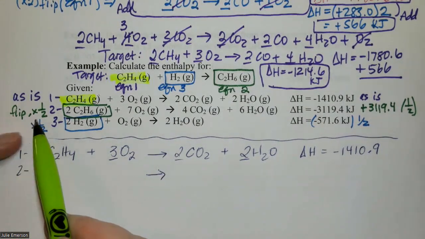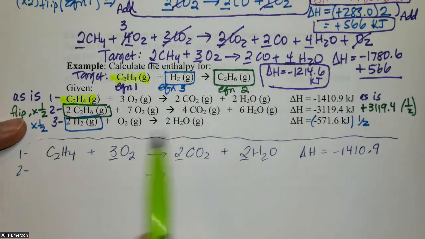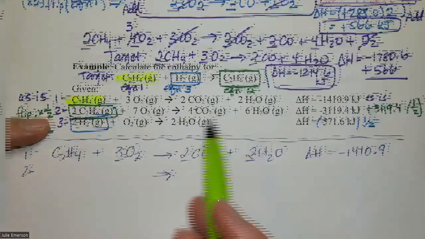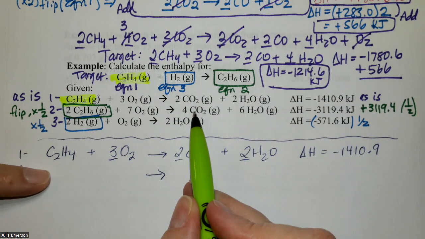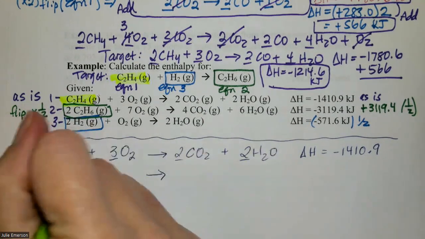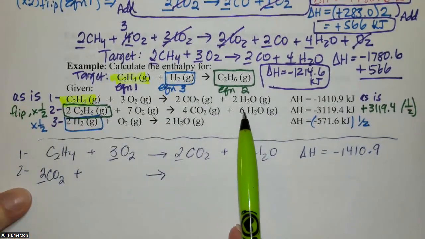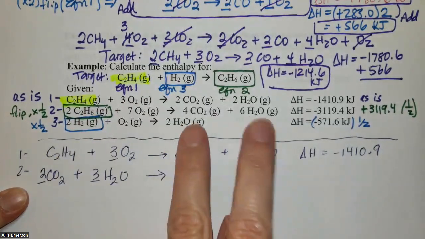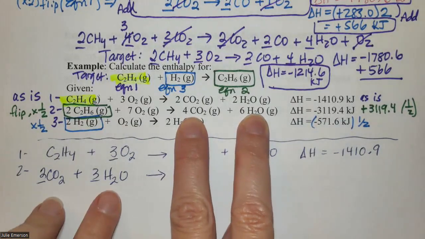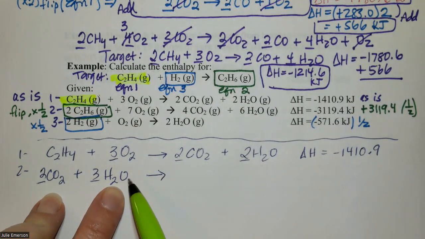So we decided with equation 2 that we were going to flip it, which means reactants become products, products become reactants, and divide it by 2. So on the product side, instead of 4 CO2s, they're going to go to the reactant side, but half of that means it's going to go down to a 2. So I've got 2 CO2s. And then instead of 6 waters, it's going to become 3. So I took my products, turned them into reactants, and I divided them by 2. So instead of 4, I've got 2 CO2s, and instead of 6, I got 3 H2Os.